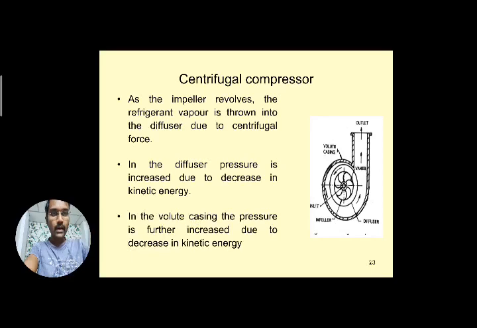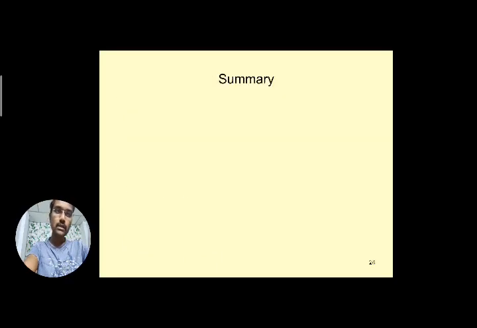And further, in the volute casing, the pressure is increased more. Why? Because there is a change in the cross section, as you can see here. When it enters the increased cross section, the pressure further increases in the volute casing. This is why the volute casing is designed like this, as you can observe here.